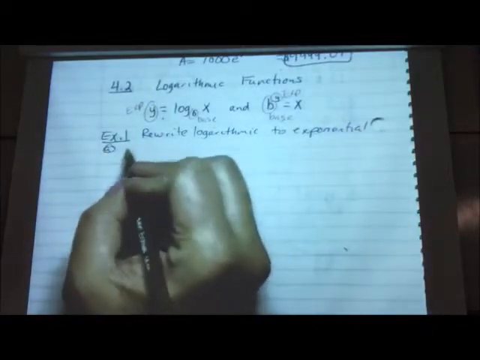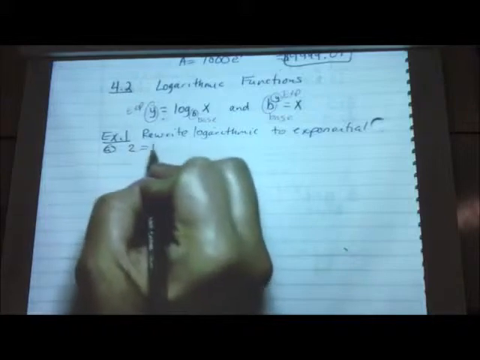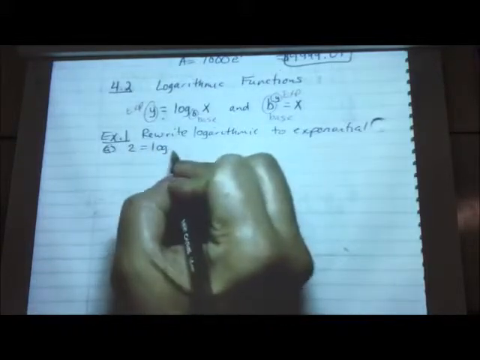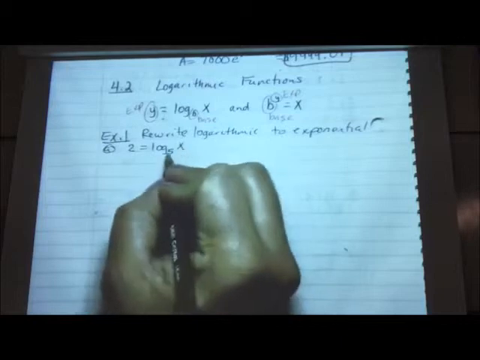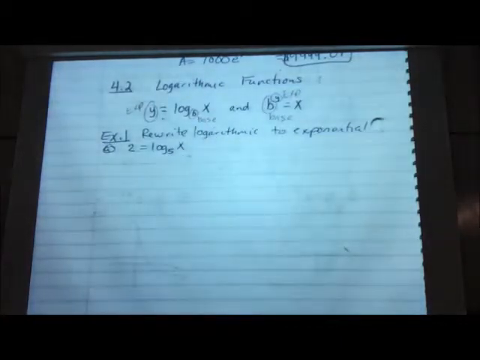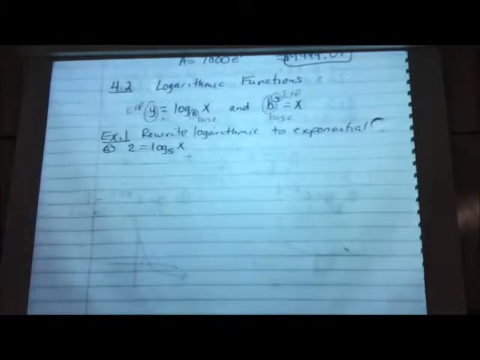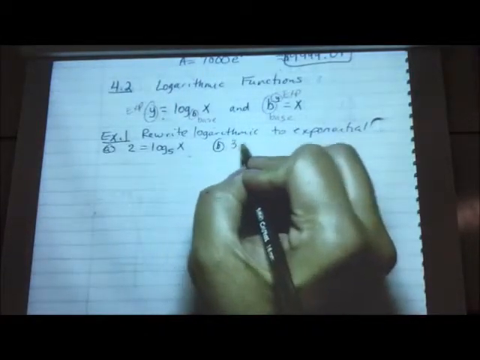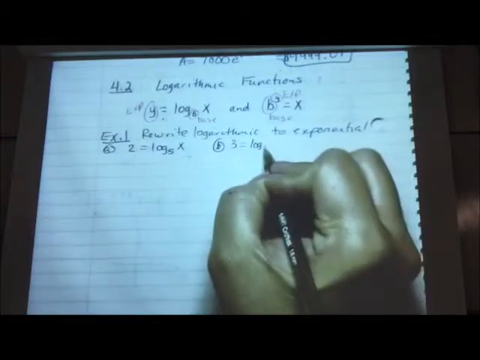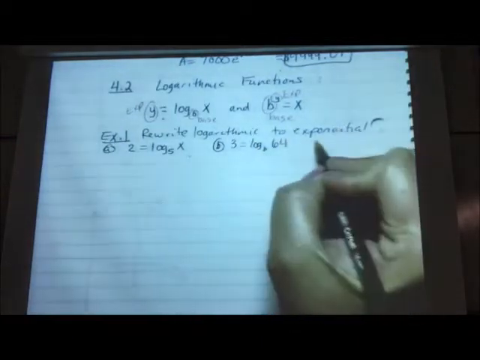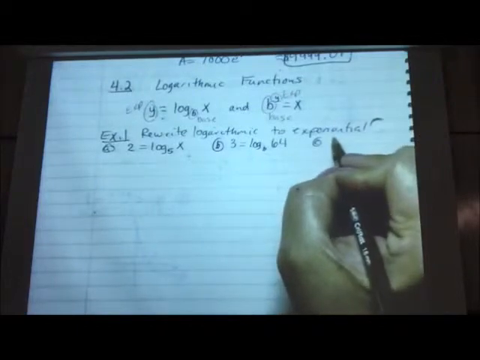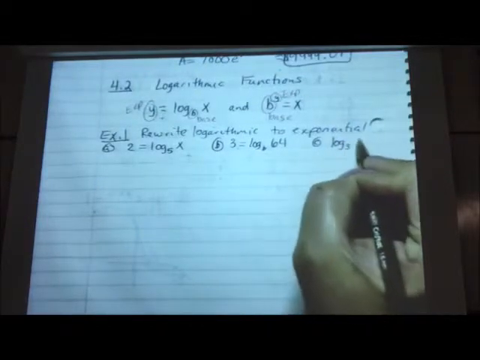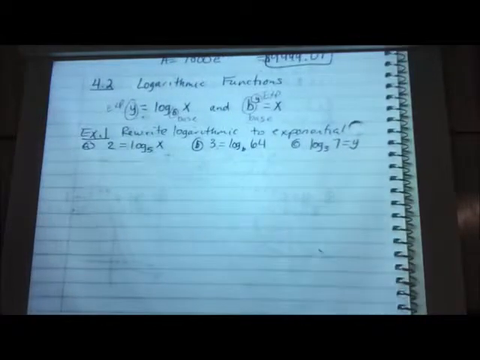Let's look at A. We have 2 equals log. Now please understand this number 5, which is the base, it's a subscript. So it's towards the bottom. It's not the same size as the other one. So it's going to look a little bit weird, but it's not that weird or that bad.